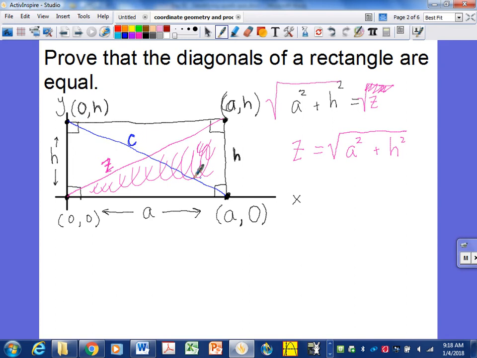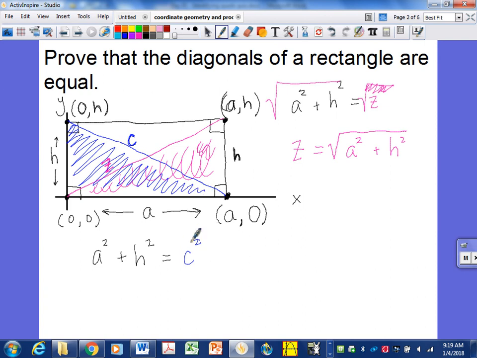So we're going to do the same kind of thing to find the length of this diagonal. We're going to use our buddy Pythagoras again and write a squared plus h squared equals c squared. Now I'm using this right triangle here to figure out my hypotenuse once again. So how do I solve for c? Square root both sides, and I get the length of c is equal to the square root of a squared plus h squared.